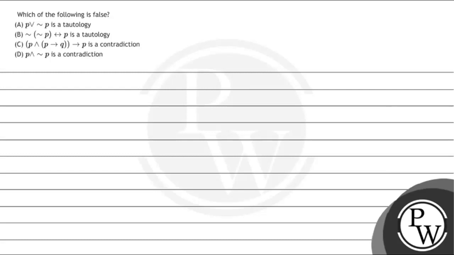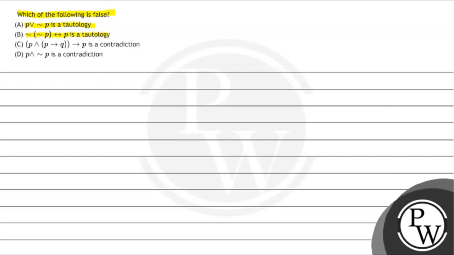The question says, which of the following is false? We have four statements and we have to tell which of the given statements is false. The first statement is P or negation of P is a tautology. The second statement is negation of P conditional to P is a tautology, or that implies equivalent to P. This sign is of equivalent.